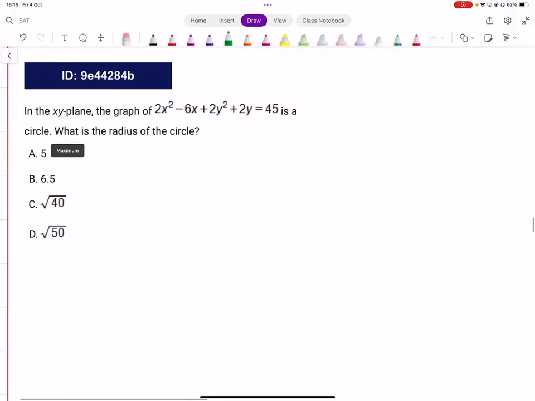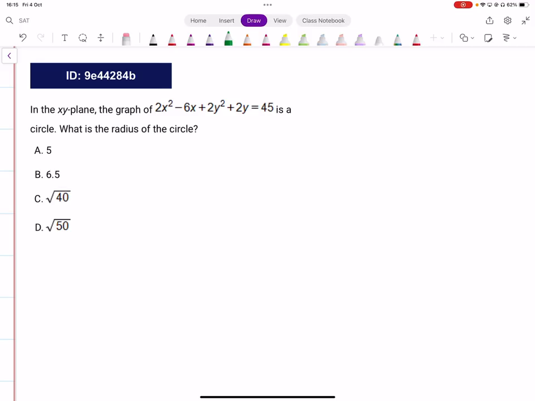Yeah. In the xy plane, this graph is a circle. What's the radius of the circle? How do you find this radius? You have to complete the square. Now, if you don't like doing that, what was the alternative? Plot this on Desmos. So this is where Desmos can be helpful.